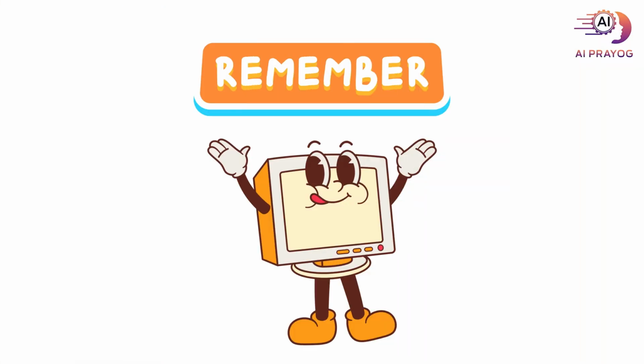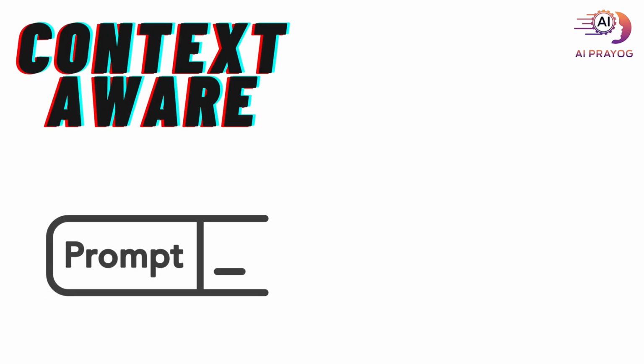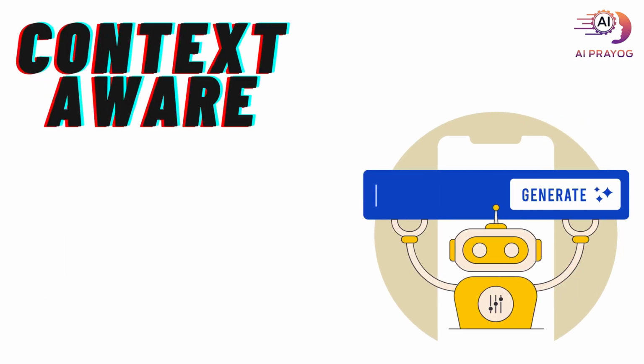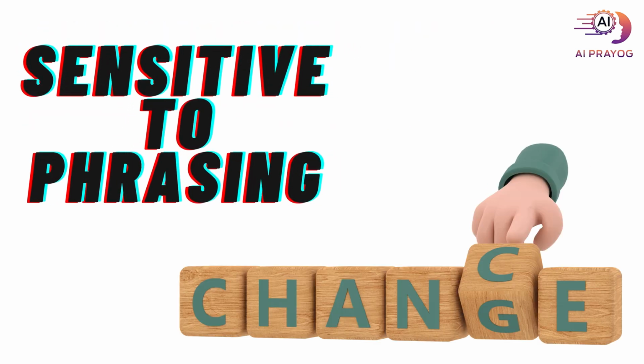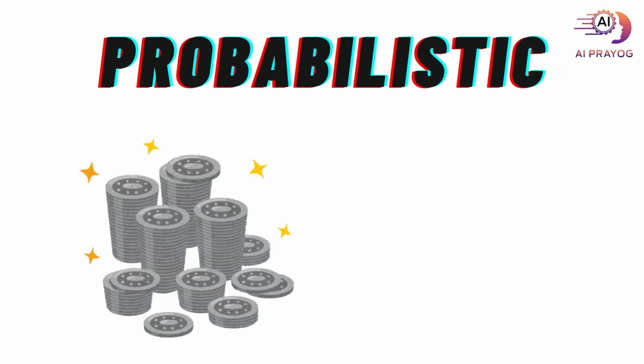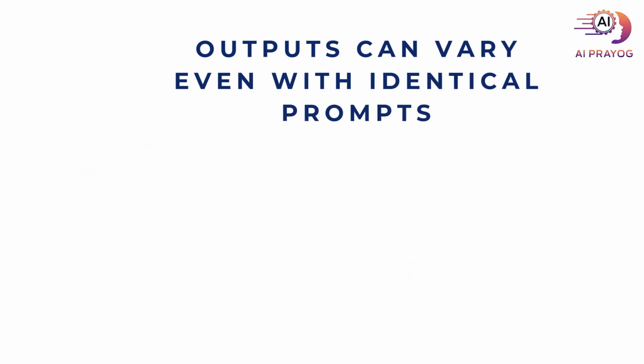It's important to remember that these computers are pattern matchers: they identify and extend patterns in the input. Context aware: they use the entire prompt as context for generating a response. Sensitive to phrasing: slight changes in wording can lead to significantly different outputs. Probabilistic: they generate tokens based on probabilities, meaning outputs can vary even with identical prompts.